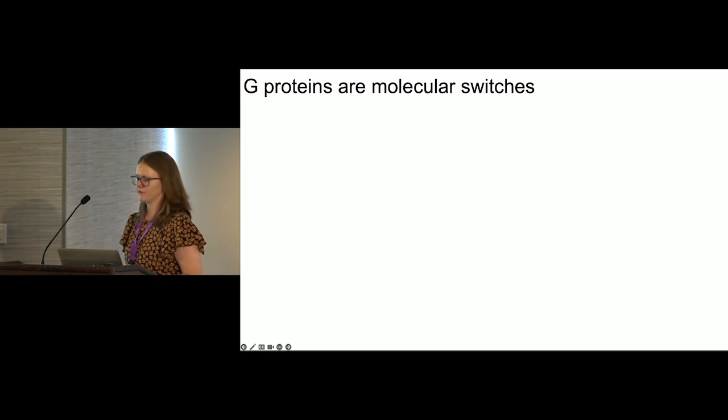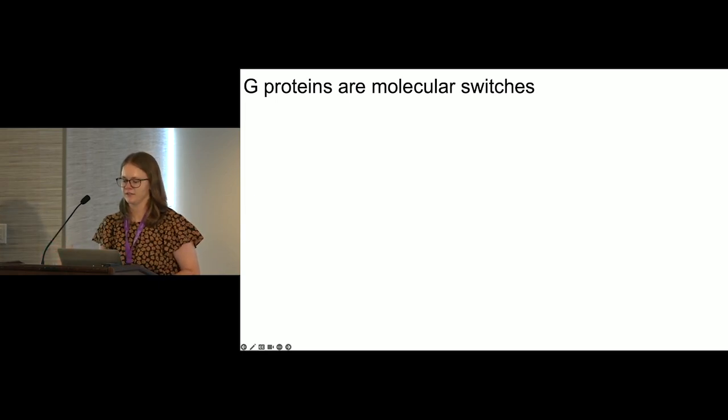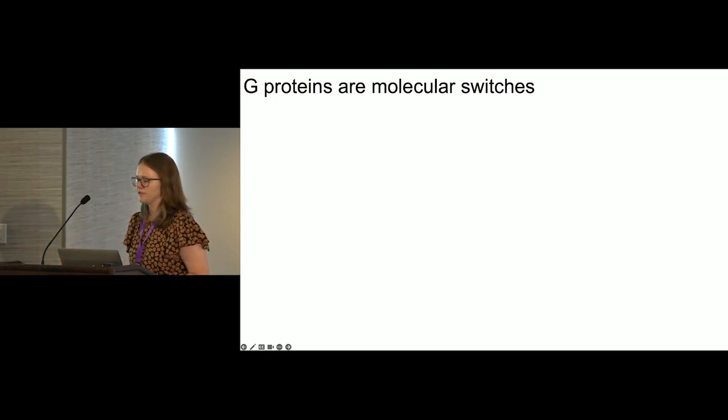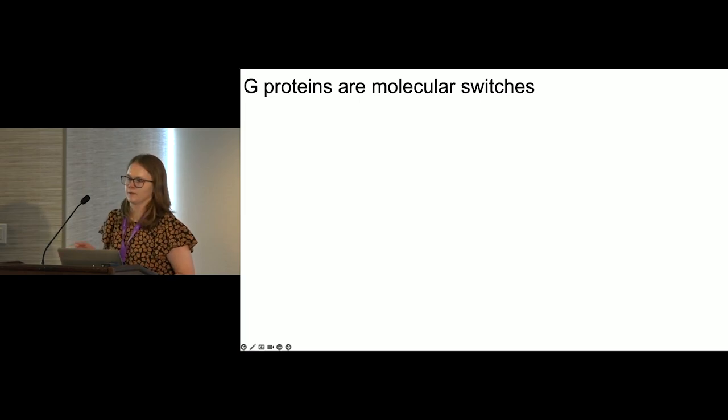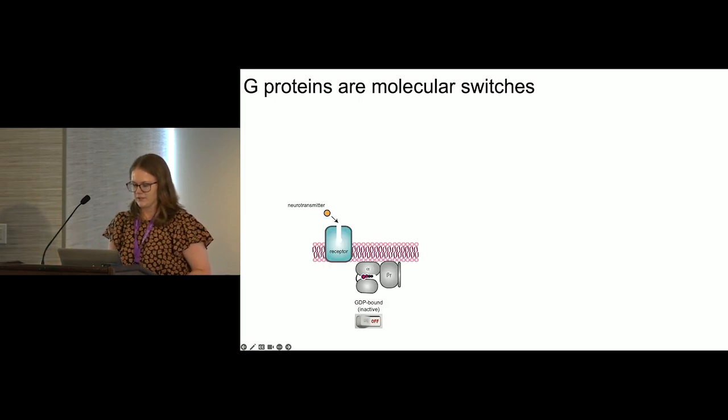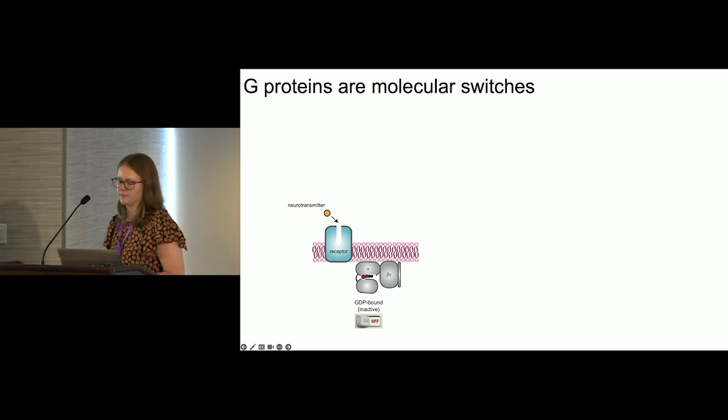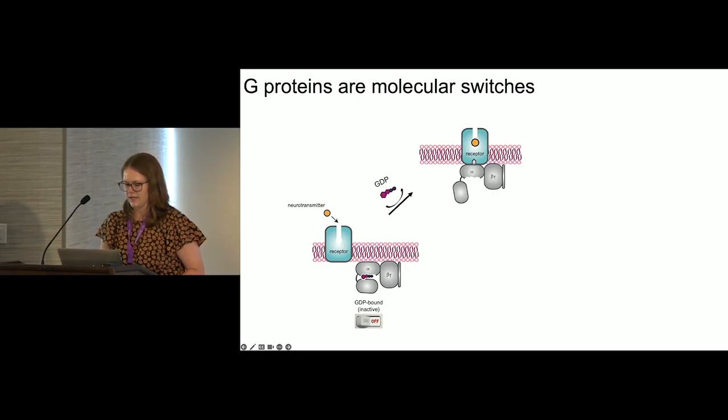So first, for some background, maybe more so for the non-science people in the room, G proteins are molecular switches that cycle between on and off states. So how does this work? Before signaling begins, the G protein, specifically the G alpha subunit, is bound to GDP and inactive. Once a molecule, such as a neurotransmitter, binds to a receptor, GDP is released from the G alpha subunit and the G protein binds to the receptor.